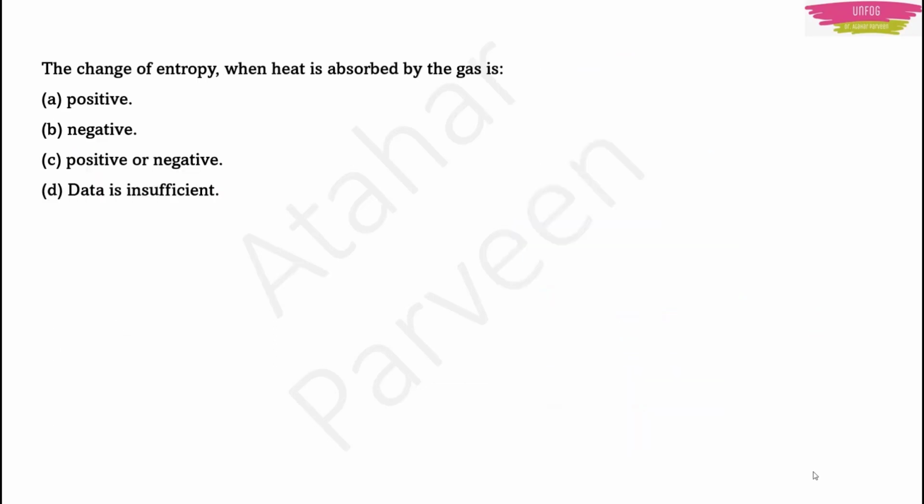Next question. The change of entropy when heat is absorbed by the gas is? It should be positive, because when heat is absorbed, the disorderliness in the system should increase, right? If the system's disorderliness is increasing, entropy is increasing. Entropy is increasing means it should be positive.